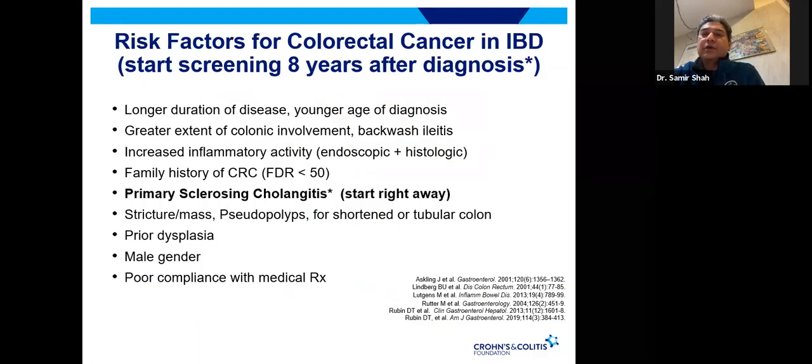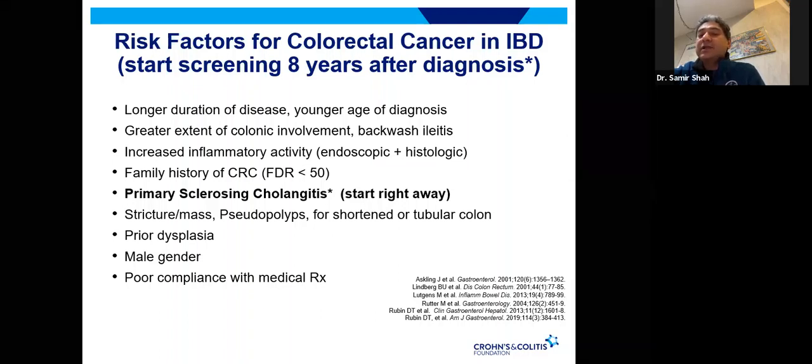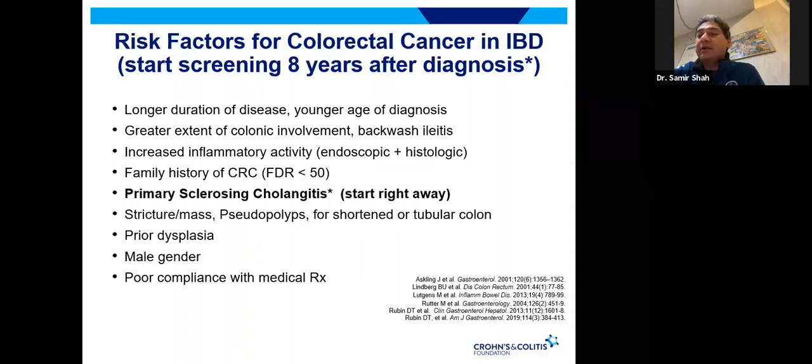Risk factors for colon cancer: the longer you've had IBD, if there's a greater extent of involvement, increased inflammation, both endoscopically and histologically, if you have a family history. If you have primary sclerosing cholangitis, which is a liver disorder, you're at a much higher risk and you need to get colonoscopies annually. If there are strictures, pseudopolyps, or a shortened colon, those are risk factors. Prior dysplasia, if you're male, you're at higher risk compared to females, and if there's been poor adherence or compliance with medical therapy. Next slide.